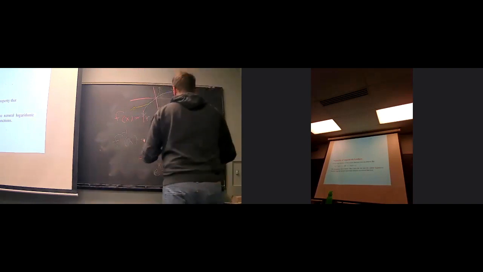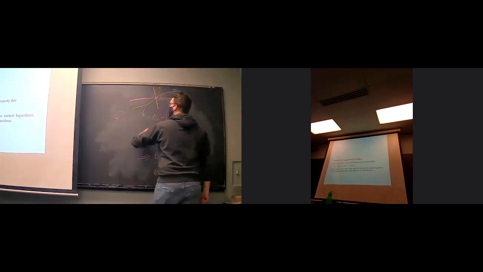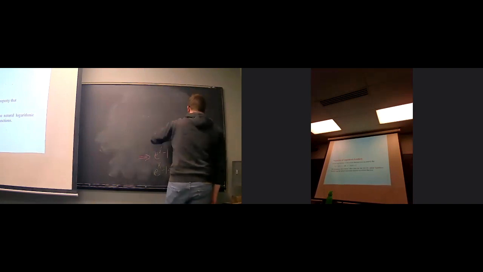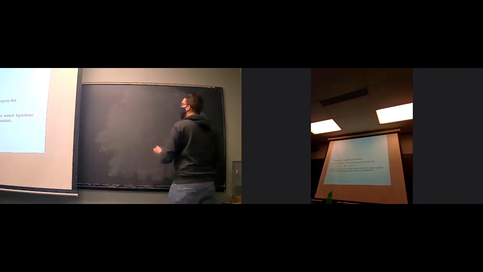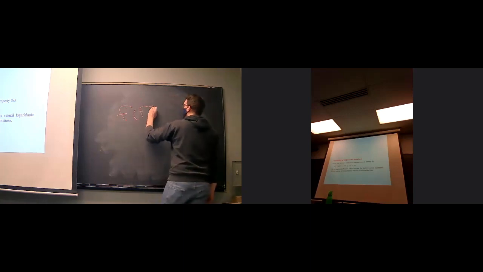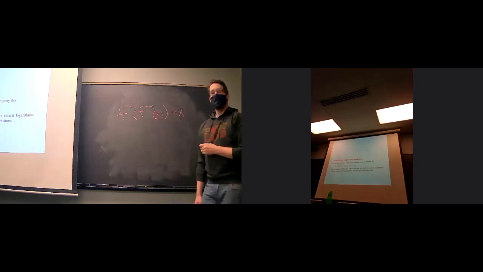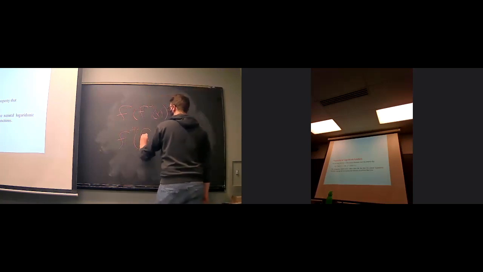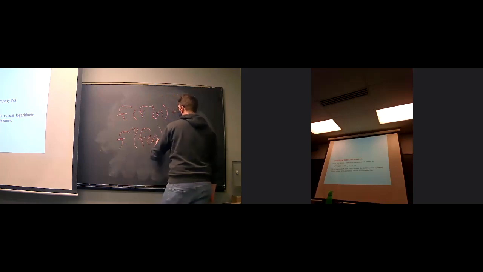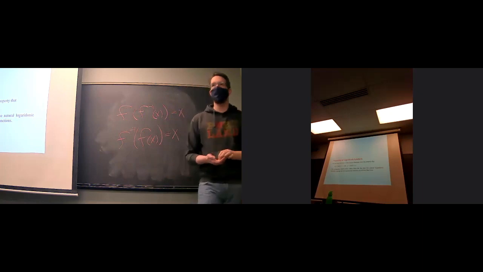Having said that, like I said, they're inverse functions of each other. And inverse functions just cancel each other out. As a property of inverse functions, we know f of the inverse of x is going to be x. And f inverse of f of x is going to be x. They just undo each other, right?